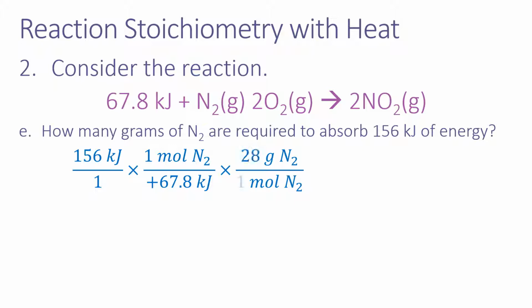And then the next thing to fill in is grams and moles. So that just means molar mass. So 1 mole of nitrogen is 28 grams. Notice that it's N2, so we have to double the molar mass of nitrogen. And when I solve, I get 64.4 grams of nitrogen.